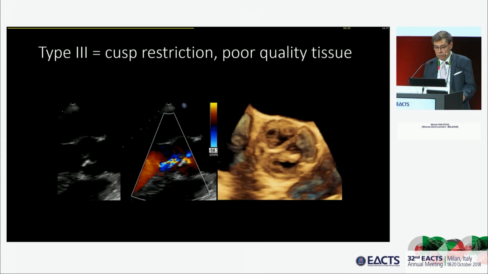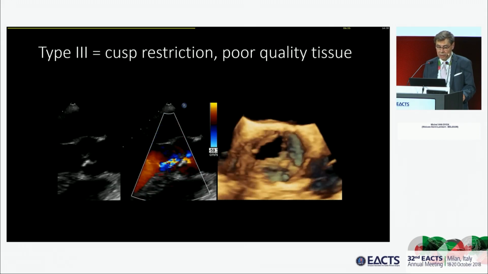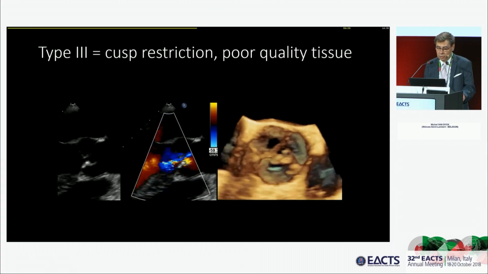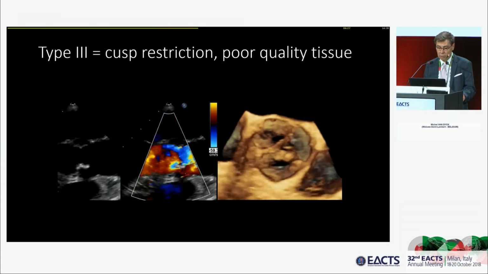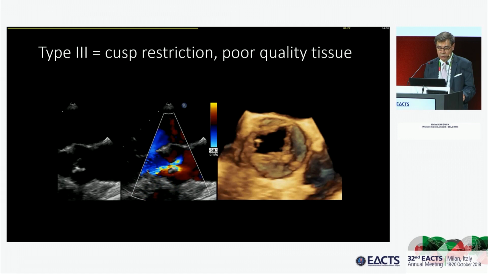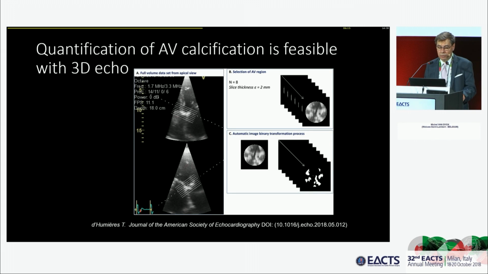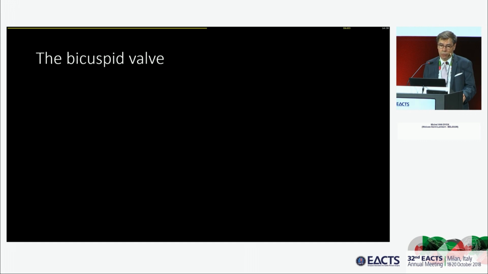Type 3, if we want to speak about accuracy in type 3, well, first, these valves are less repairable. They do not have a long-lasting result after repair, so less and less we repair this kind of valve. Maybe one new thing coming now is the possibility to have a quantification of aortic valve calcification. Maybe this could be useful in the future in order to help in deciding if a valve is repairable or not. The bicuspid valve is also a valve that needs a 3D analysis.